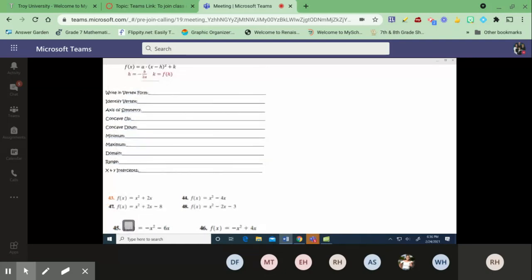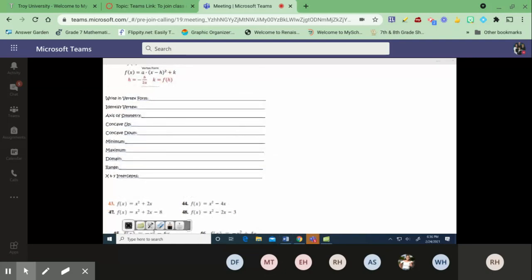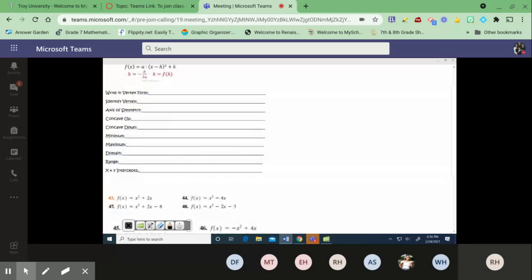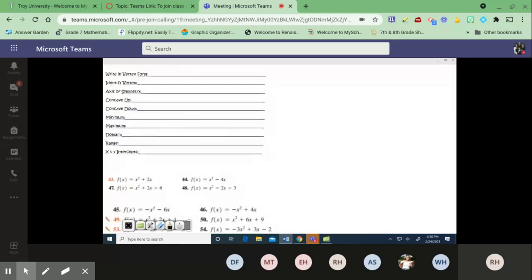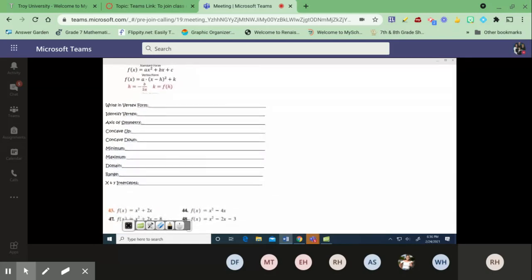Let's try 50. X squared plus 6x plus 9. Use your completing the square. Find your vertex.